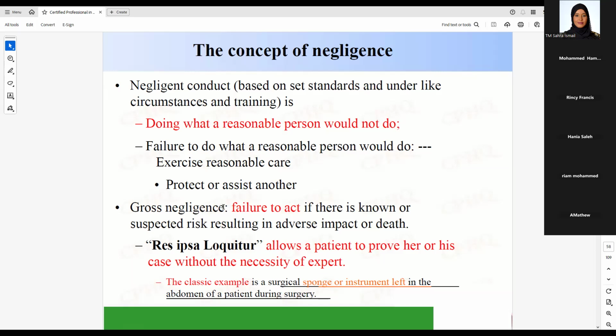Gross negligence is failure to act if there is a known or suspected risk resulting in adverse impact or death. So this is considered gross negligence. If I can see that there is clear evidence that the patient might end up having an adverse impact or death, and I don't act on it, then that's considered gross negligence.